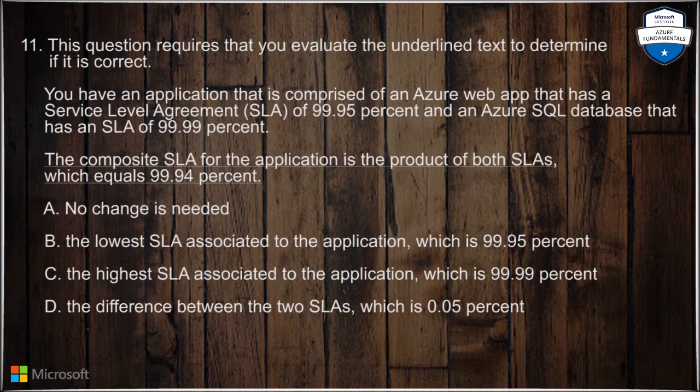This question requires that you evaluate the underlined text to determine if it is correct. You have an application that is comprised of an Azure web app that has a service level agreement, SLA, of 99.95% and an Azure SQL database that has an SLA of 99.99%. The composite SLA for the application is the product of both SLAs, which equals 99.94%.